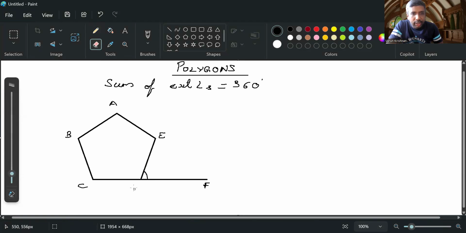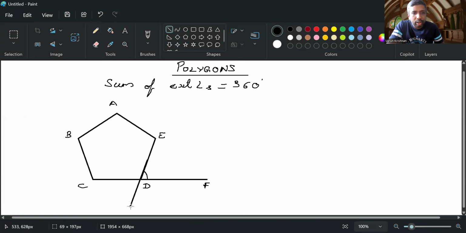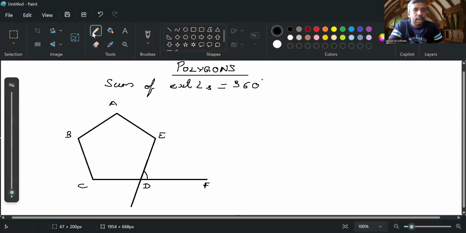So I can produce CD to the point F to form the exterior angle FDE. I can also produce the side ED to the point, let's say, G. And I can get another exterior angle at the same vertex, which is angle GDC. These are vertically opposite angles, of course, and they're going to be equal to each other. But the fact still is that we can form twice the number of exterior angles as the number of vertices of any polygon. So a pentagon has got 10 exterior angles. A hexagon has got 12. A heptagon has got 14. An octagon has got 16, and so on and so forth.